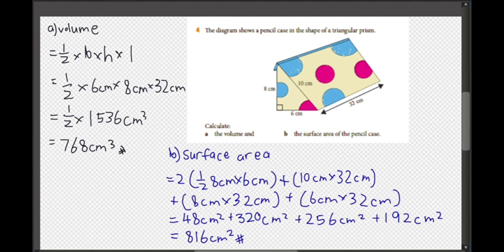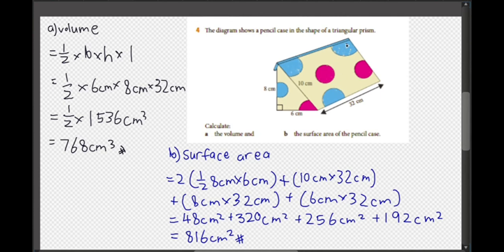Okay, now let's look at the surface area. We can see that this triangular prism has a total of 5 faces. Now let's count the area of the triangle first. There are 2 triangle faces here. To find the area of a triangle, we take 1/2 times the base times the height, which here is 1/2 times 8 cm times 6 cm. And since there are two triangles, we add two of them together.